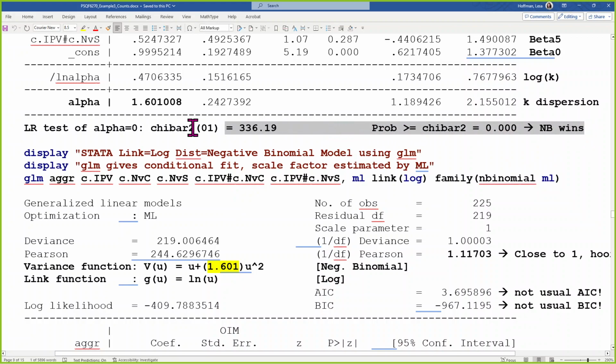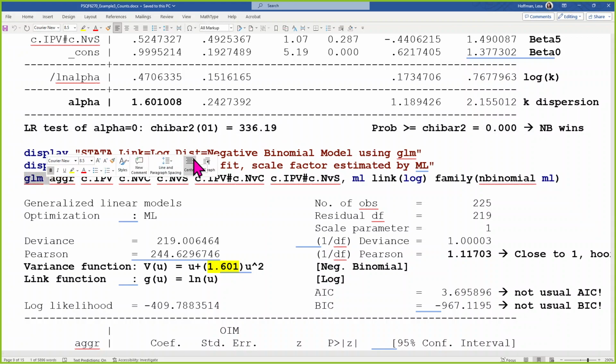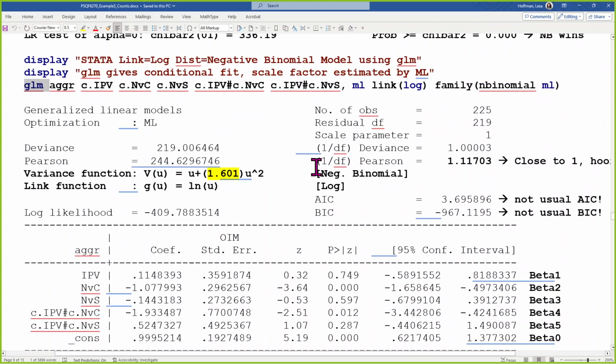So negative binomial wins, but we don't yet know if it's any good. We know that it's better than Poisson. So I had to rerun the model using GLM instead. It's the exact same model, just a different function within Stata, so that I can get the distribution fit index. And it is 1.12. I'm going to call that good. That seems pretty good to me.